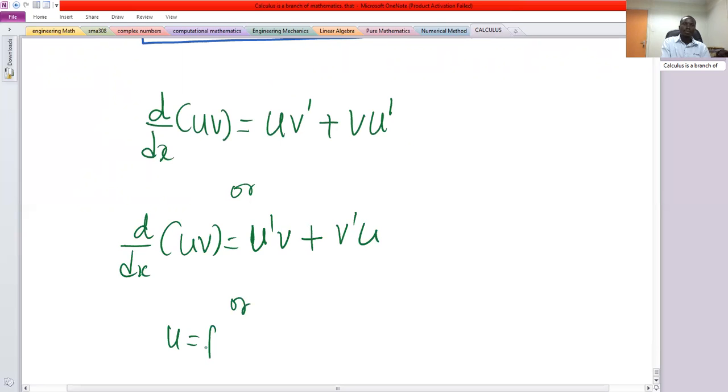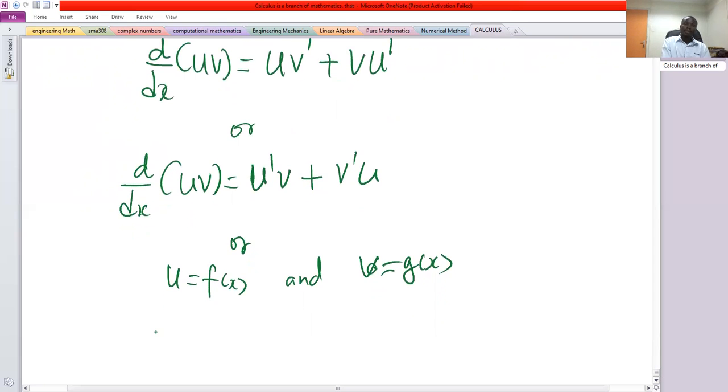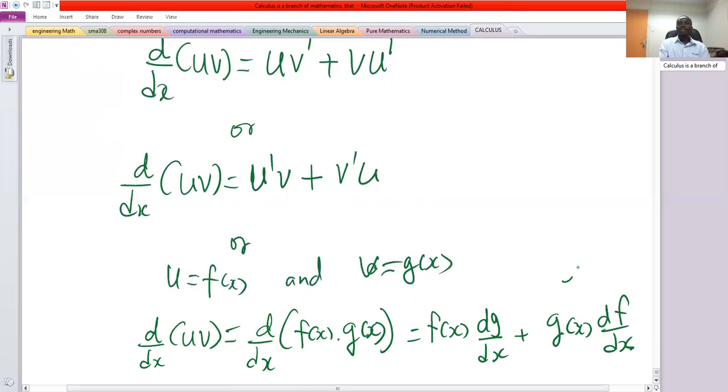Or when u equals f of x and v equals g of x, then d dx of uv is the same as d dx of f of x times g of x, which is the same as f of x times dg dx plus g of x df dx, etc. You can put it in different forms, provided you have the same meaning.